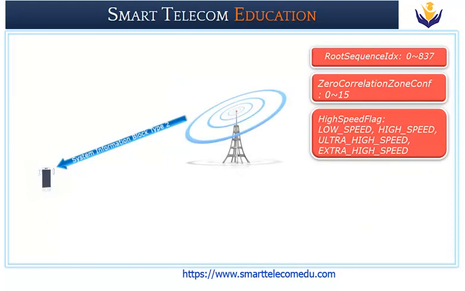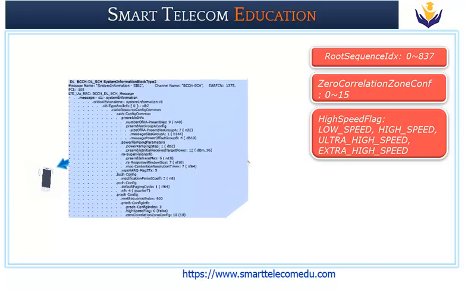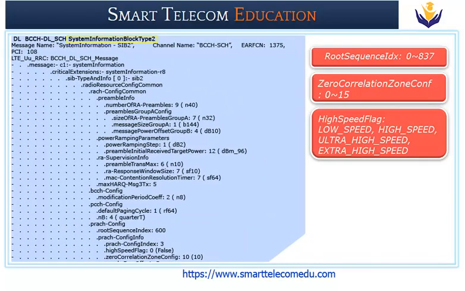The UE receives the parameters to generate the 64 preambles in System Information Block Type 2, in the RACH configuration settings as follows: root sequence index, high-speed flag, and the zero correlation zone config.